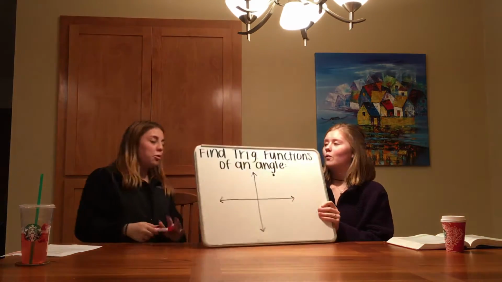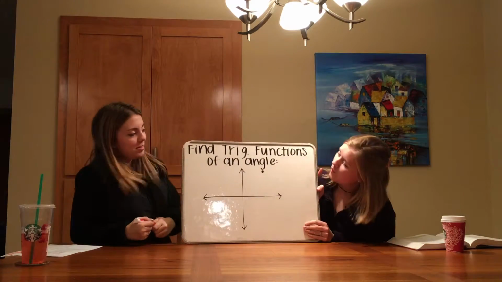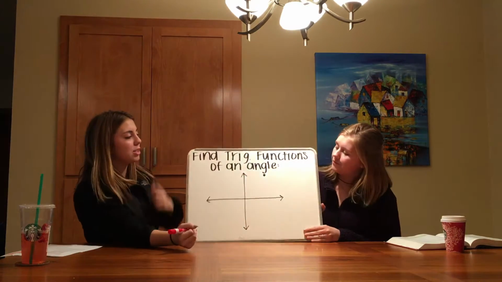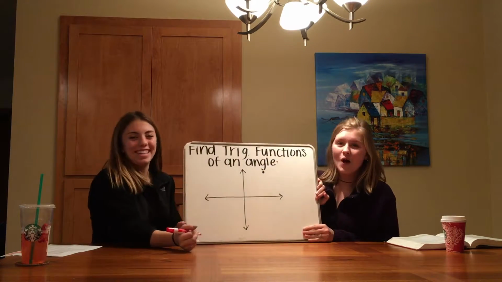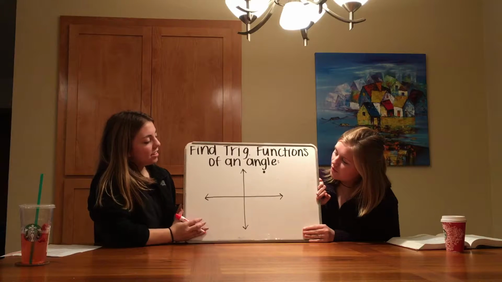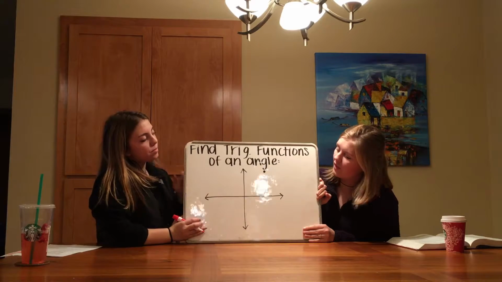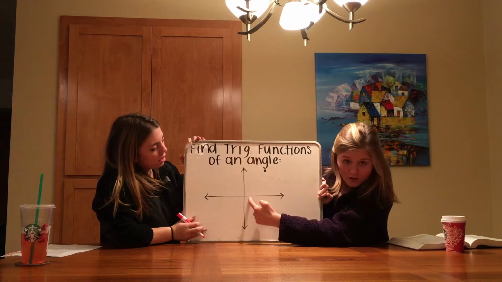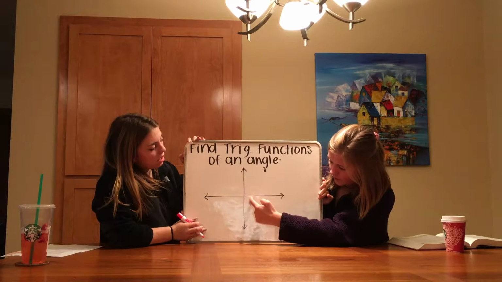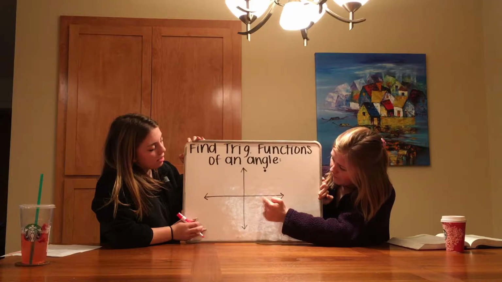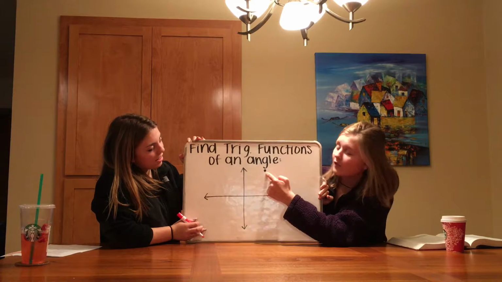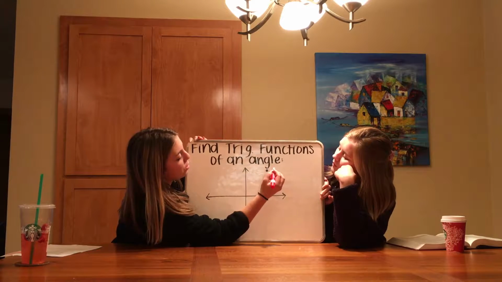Okay, and we are back and better than ever with finding trigonometric functions of an angle. Let's get right into it. How you start is you get 1 point on a graph. Let's say our point is (8, 15). So we count over 8 on the x-axis: 1, 2, 3, 4, 5, 6, 7, 8. And go up 15: 1, 2, 3, up to 15.